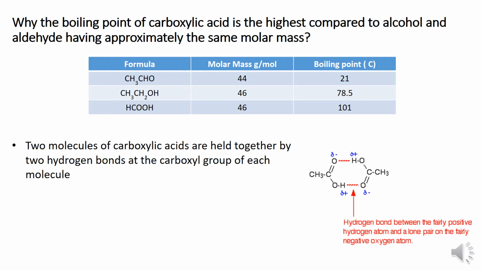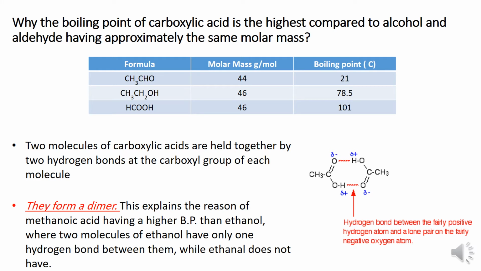What do these two hydrogen bonds form? They form a dimer. This explains the reason of methanoic acid having a higher boiling point than ethanol, where two molecules of ethanol have only one hydrogen bond between them. Do you remember what we took in the chapter of ethanal? While ethanal does not have any hydrogen bond.